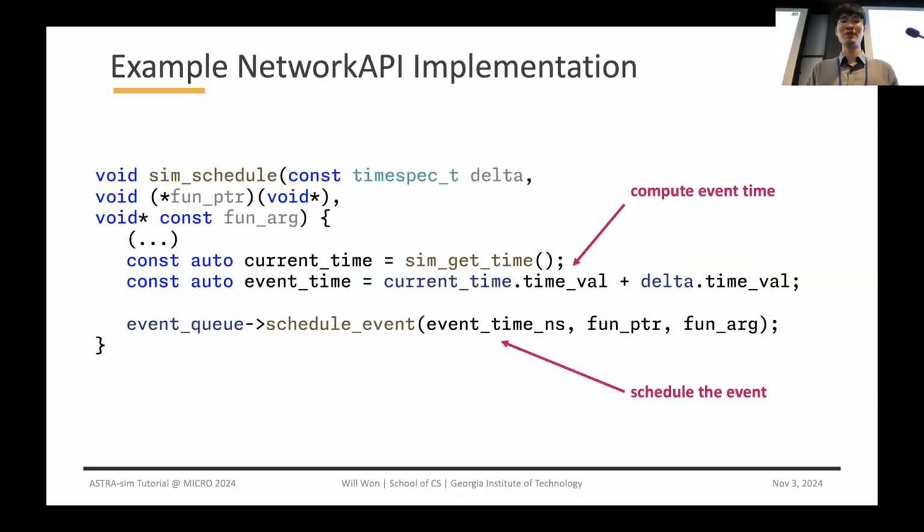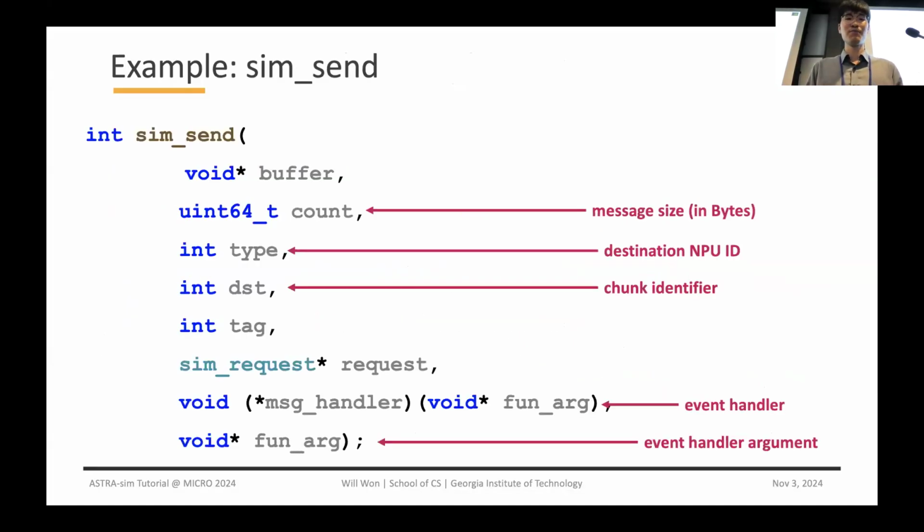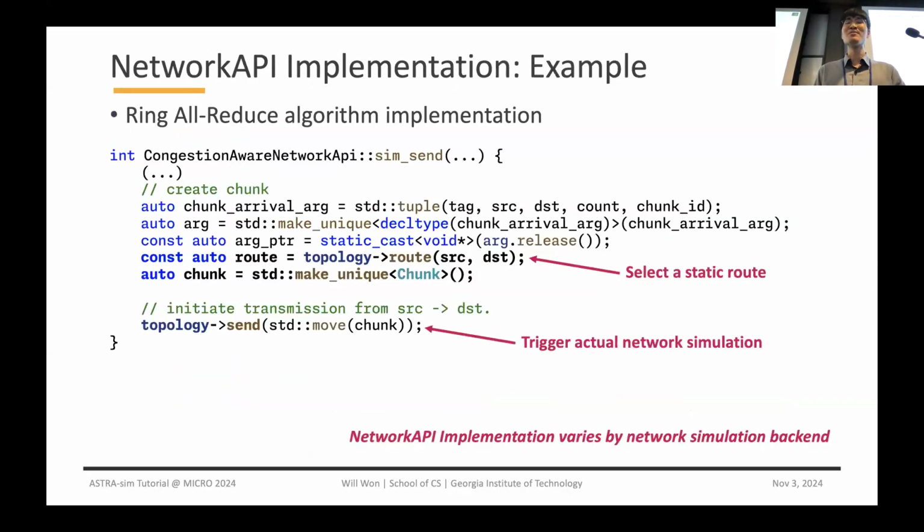So in an example implementation, what I do is I query the current time, get the event time, and schedule the events. So that was pretty much it for this metric backend. And the SimSend. This is the detail of the SimSend API, where I skip minute details, but basically saying, can you please simulate to send a message with this message size to this destination and call this event handler once you're done. So the SimSend implementation in the analytical backend, which is the simplest backend, by the way, is here.